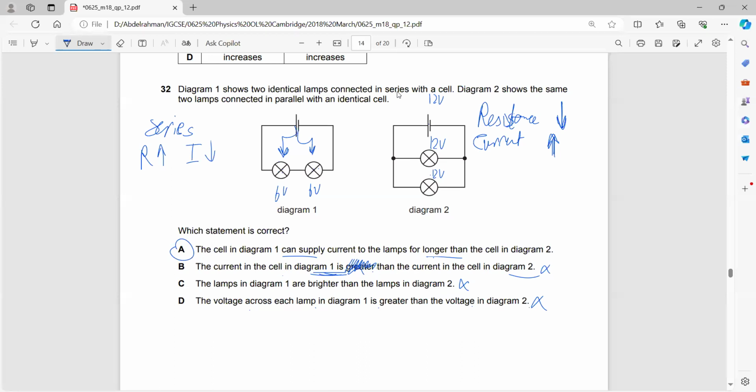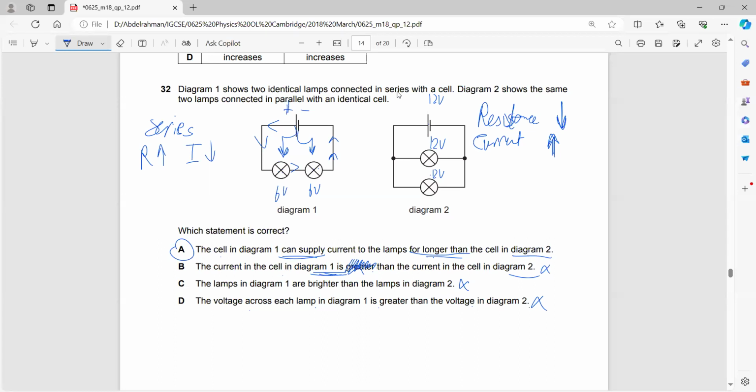But what about the answer? A. The cell in diagram 1 can supply current to the lamps for longer than the cell in diagram 2. Yes, it can supply current to the lamps for longer. Why? Because it gives off less current. It will supply a current for a longer time because the current is less.